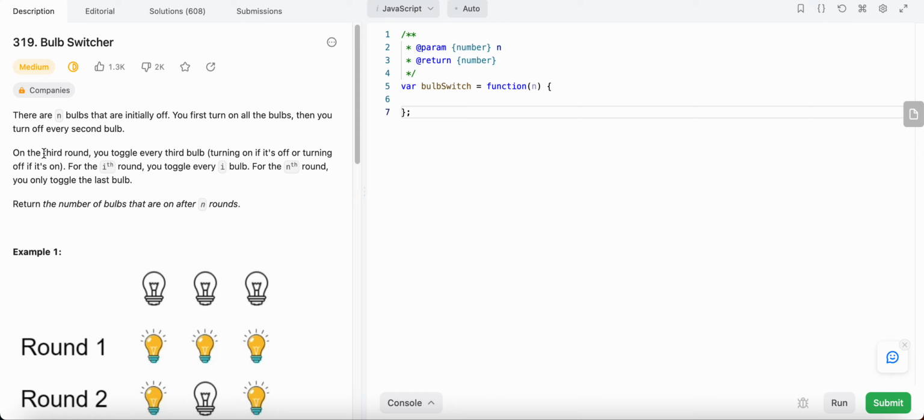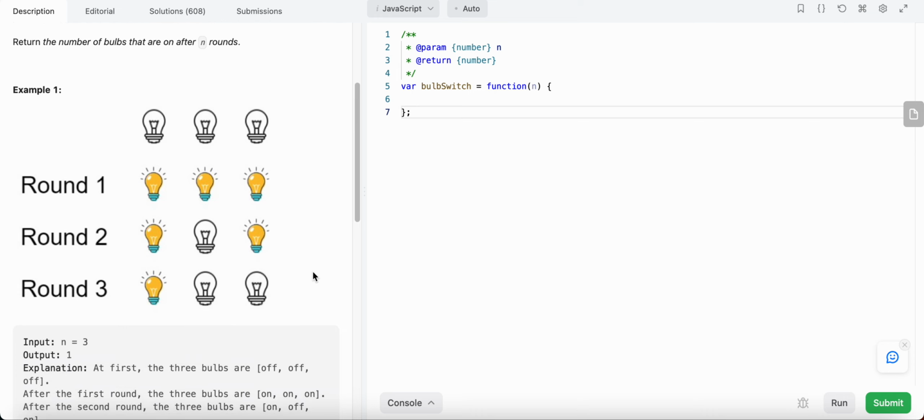Then in the third round we toggle every third bulb, and in the ith round we toggle every ith bulb. So finally in the nth round we just toggle the last bulb, and we return the total number of bulbs that are turned on after n rounds.